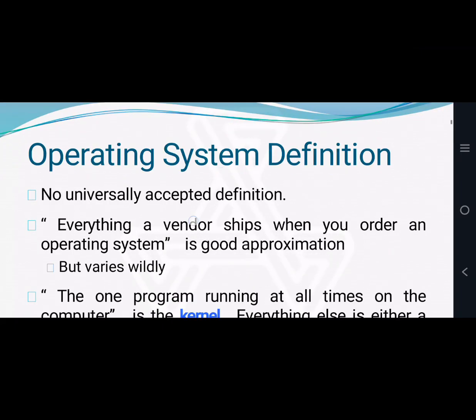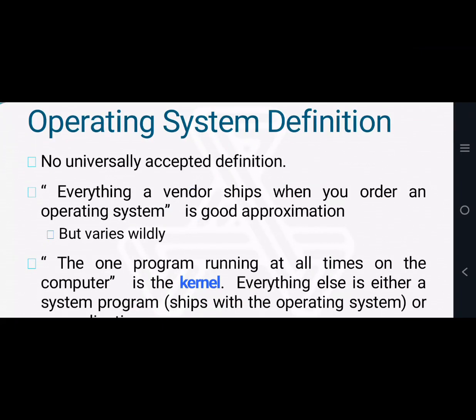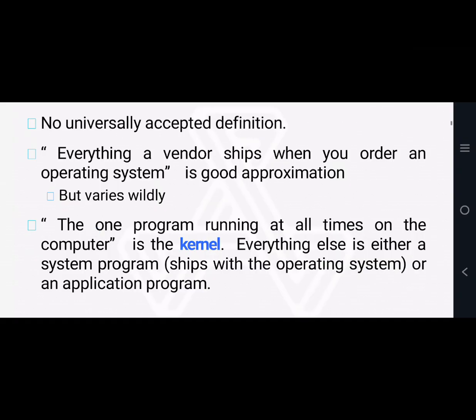Operating system definition: there is no universally accepted definition. Everything a vendor ships when you order an operating system is a good approximation, but it varies wildly. The one program running at all times on the computer is the kernel. Everything else is either a system program, which ships with the operating system, or an application program.